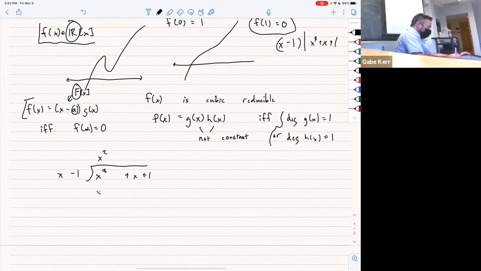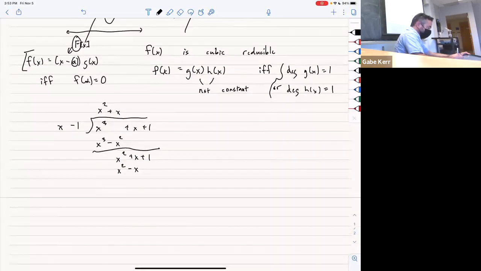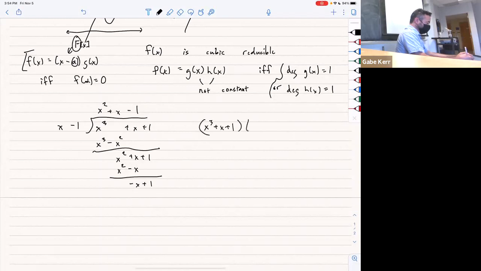x squared here, and x cubed. I need to subtract, right? So something minus negative, that's positive. x squared minus x plus 1. Then plus x, x squared minus x, I subtract 0. x minus negative x is 2x. You know that 2 is also negative 1. We can factor.